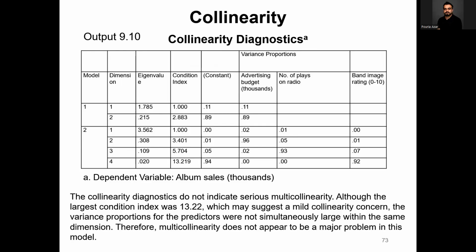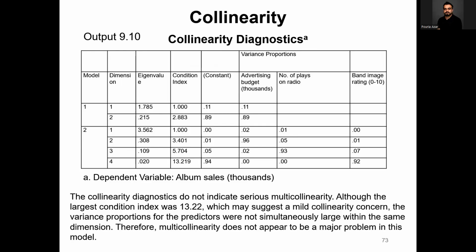So what I have, I don't care about model one. Why? Because model one is simple linear regression. I just look at model two, the model two rows. So I have four rows. If you see high values next to each other, then I would assume that there is a collinearity issue. So here, I have 0.96 for advertising budget, but the other values for number of plays on radio and band image rating are very low. So there is no collinearity issues there.